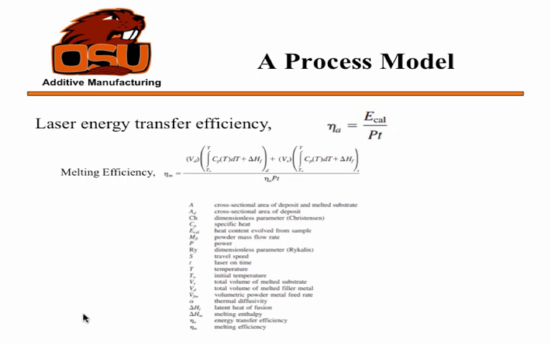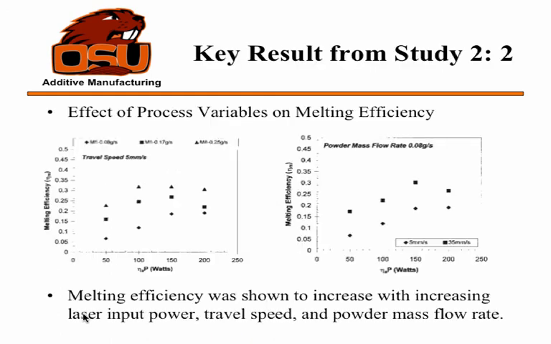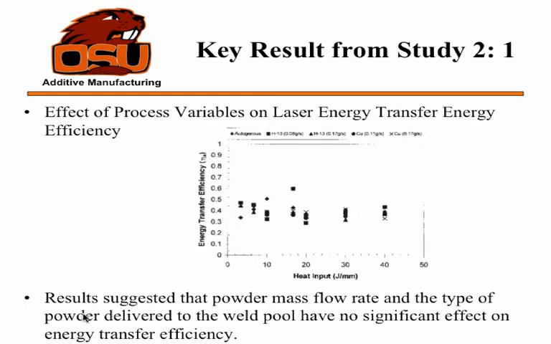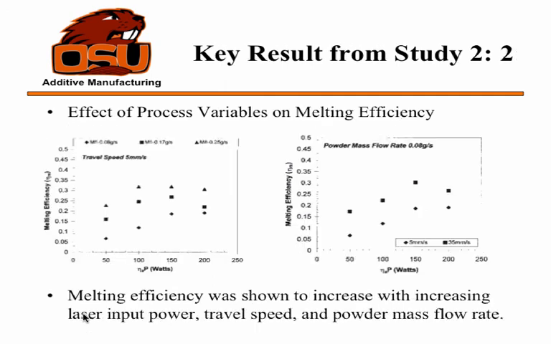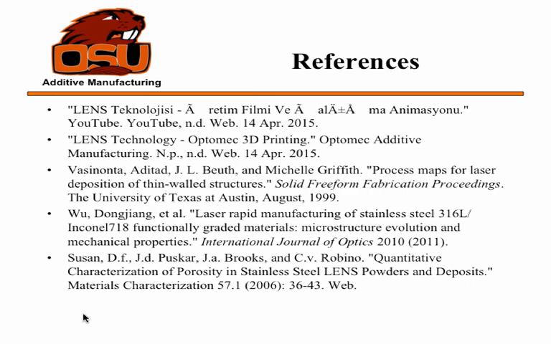I didn't find a common process equation like what we use in powder bed technologies, but I thought this would be relevant for the LENS process, as they are studying the laser transfer efficiency and melting efficiency. In their equation, laser transfer efficiency is related to the power, the flow rate, and the time of deposition, but the study in the previous paper has shown that laser power and flow rate don't have any effect on the laser energy transfer efficiency. So these were the references I have used.